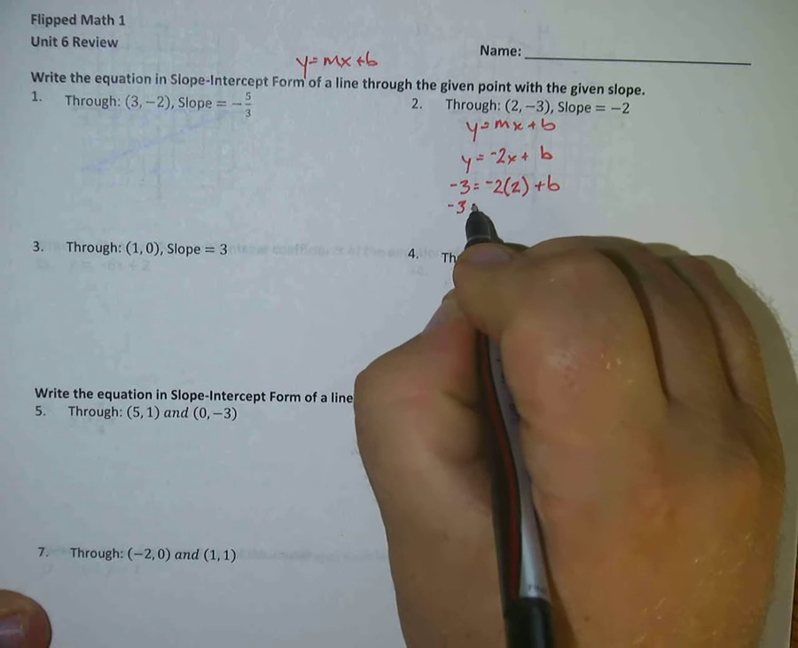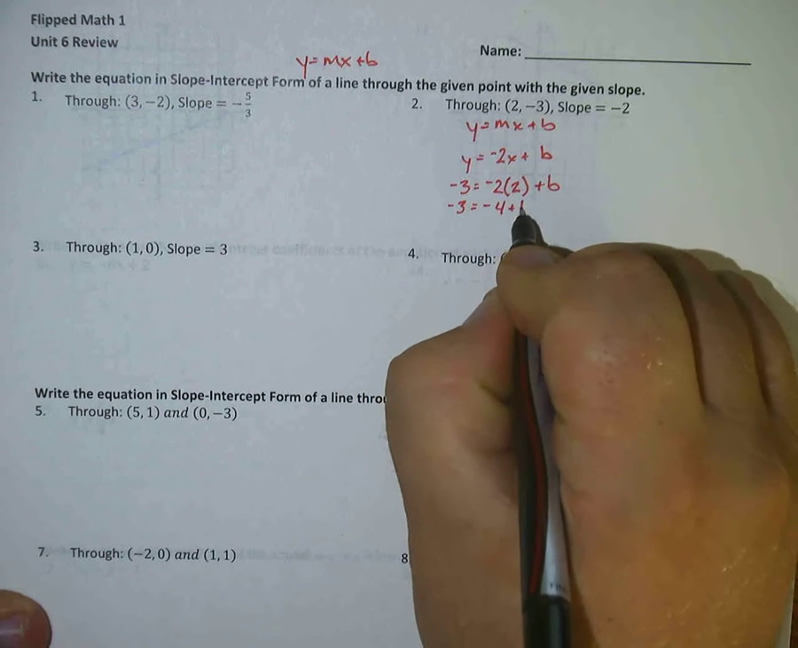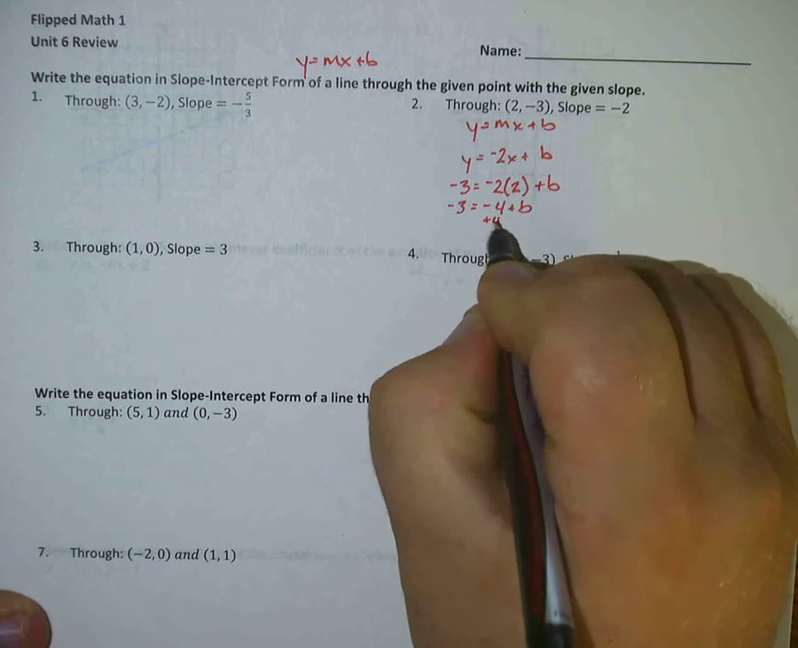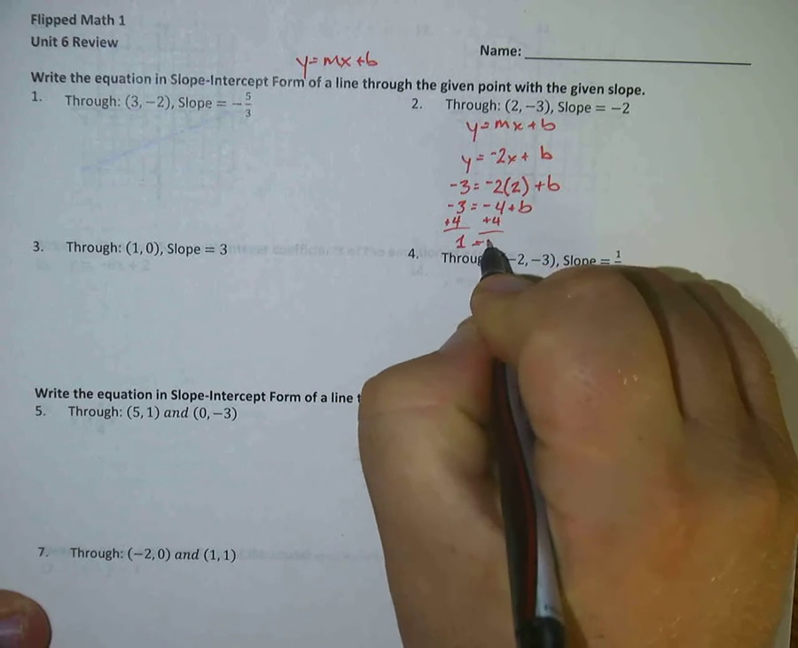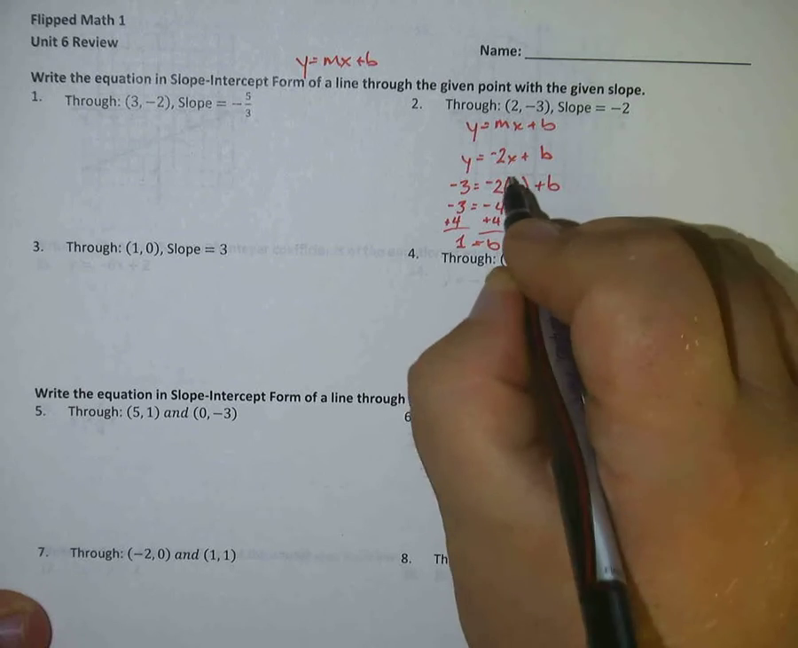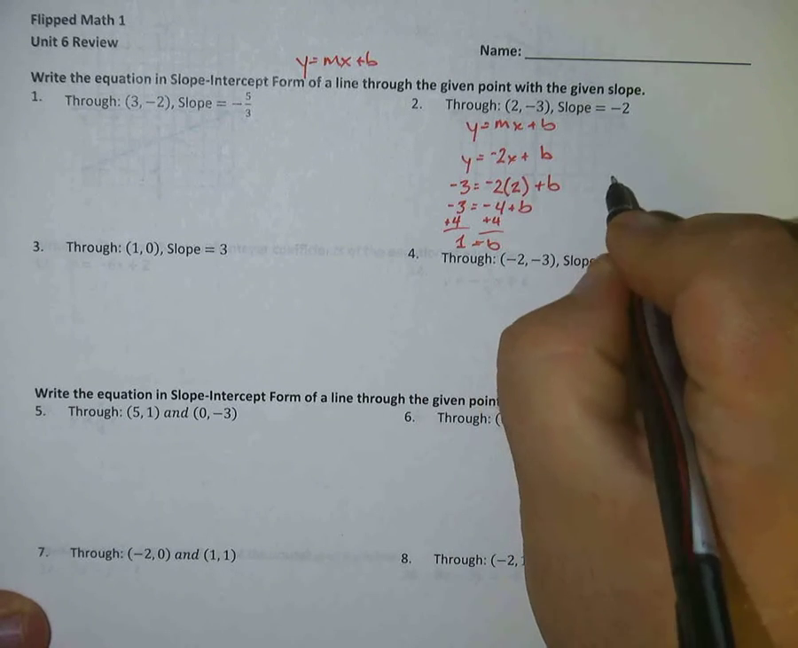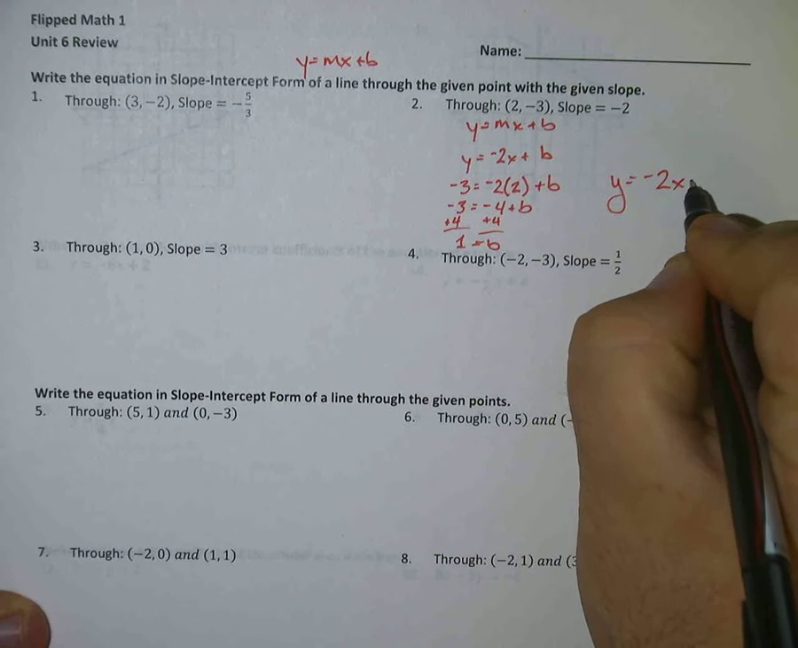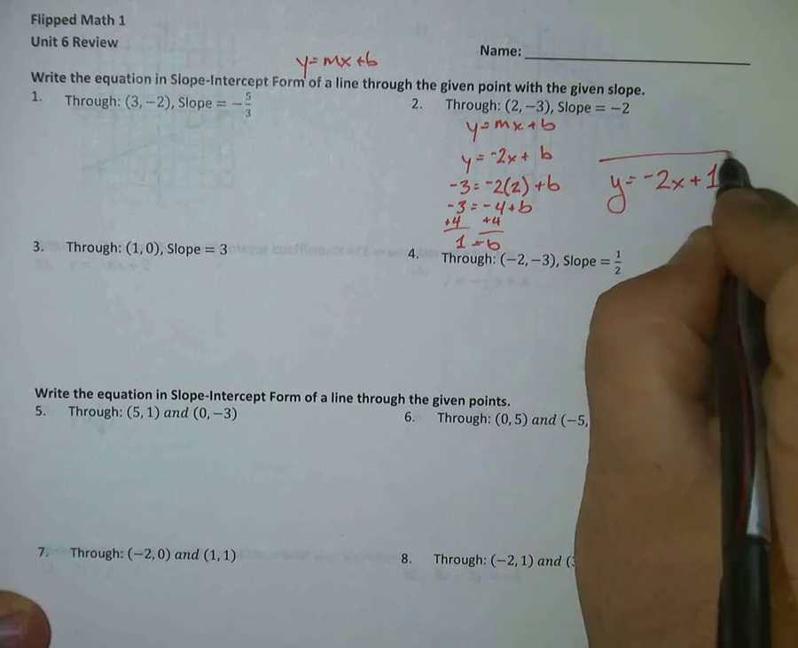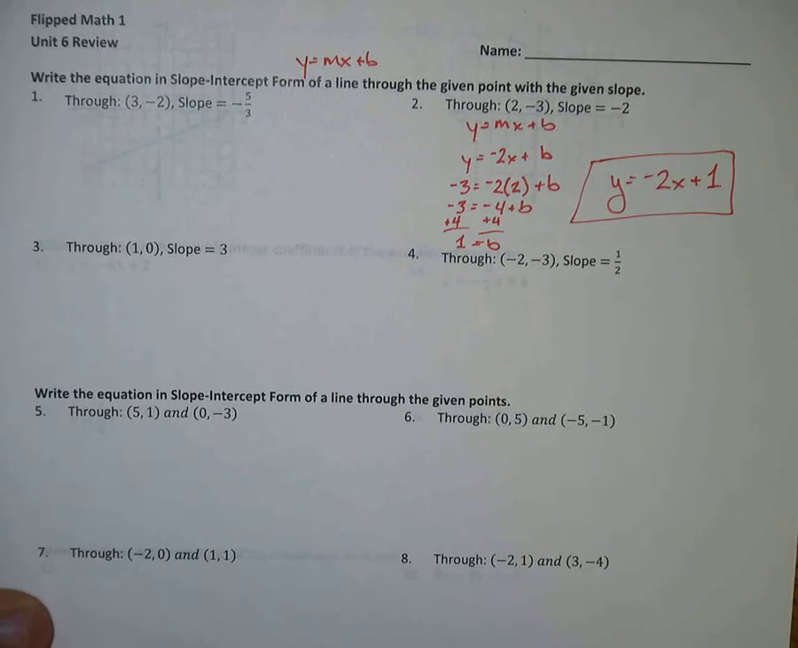So -3 equals -4 plus b. Since that's a negative, we'll add it. And 1 equals b. So once you find your b, you're going to use your b and your slope to write the equation. And that's all we're asking you to do.